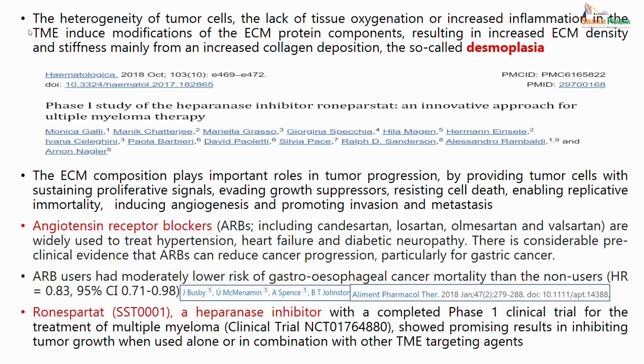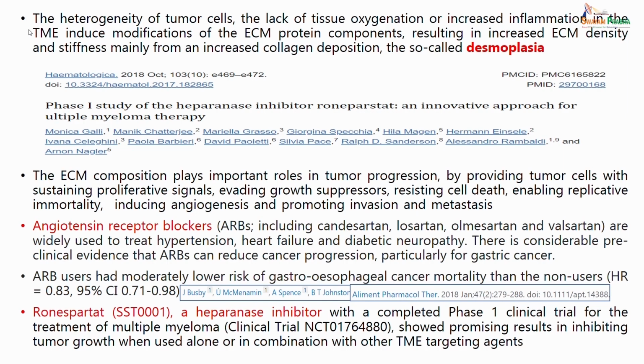Now, the ECM composition plays important roles in tumor progression by providing tumor cells with sustaining proliferative signals, evading the growth suppressors, and resisting cell death, enabling replicative immortality, inducing angiogenesis, and promoting invasion and metastasis.